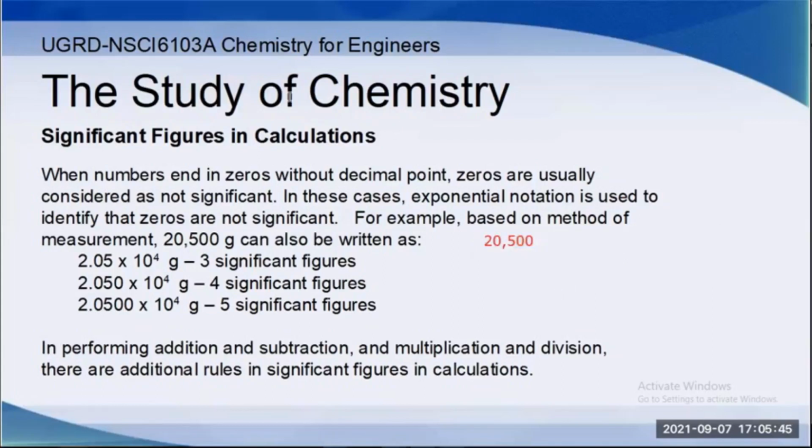20,500. The number one rule in doing scientific notation is to locate the decimal point. If we have a whole number, the decimal point by default is at the end. So this is the decimal point.